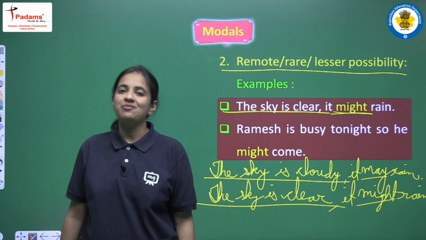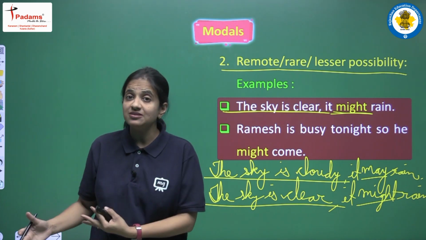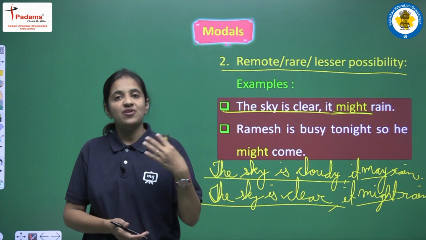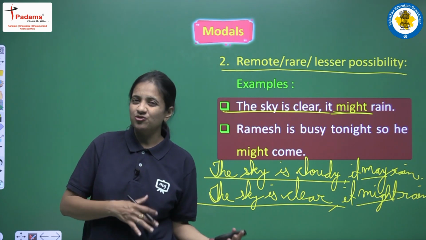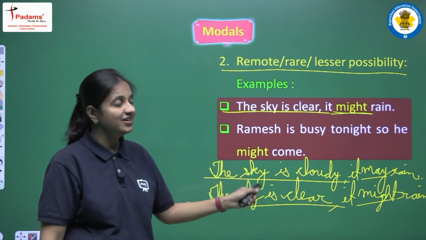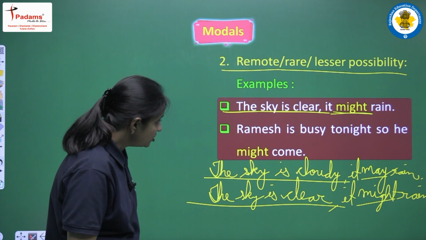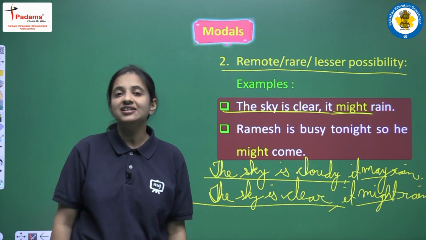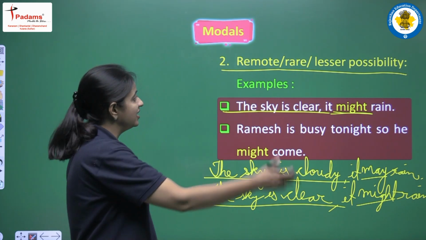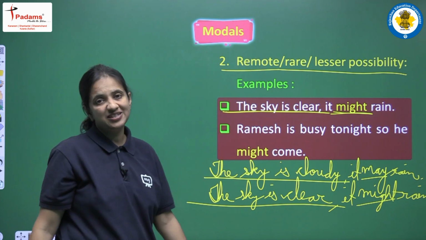When we use may and might to show possibility, when we have a very strong possibility, we use may, and when we have a very remote, very less possibility, then we use might, right? So this is the difference. Next example we have here is Ramesh is busy tonight, so he might come. Okay, so in this manner we can use might to show remote, rare or very less possibility.